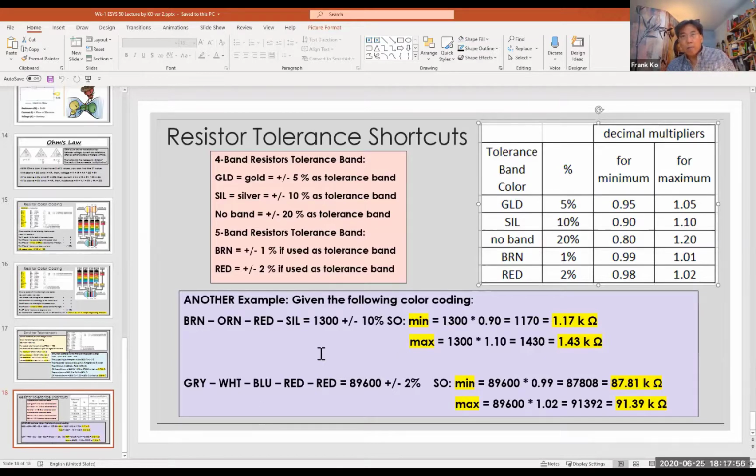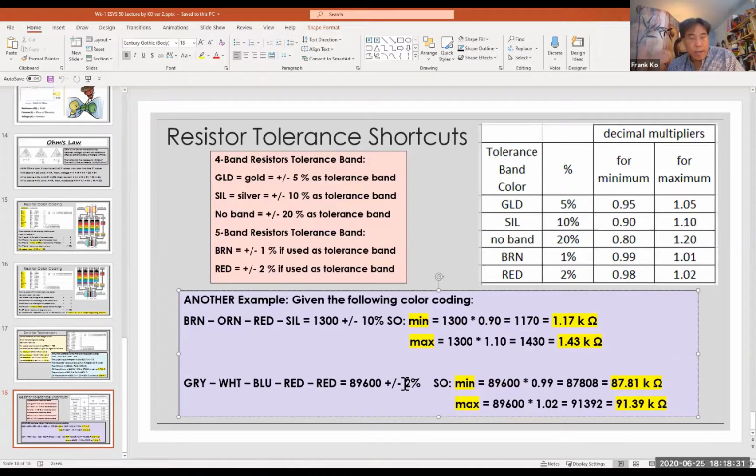In the violet box, the lavender colored box, purple, whatever you want to call it, I give you a 4-band example and a 5-band example. And I'm using decimal multipliers all the way. Let's look at the last one: gray, white, blue, red, red. Gray is 8, white is 9, blue is 6. Red tells you there's going to be 2 zeros, and then plus or minus 2%. So that works out to, on my line, 89,600 plus or minus 2%.